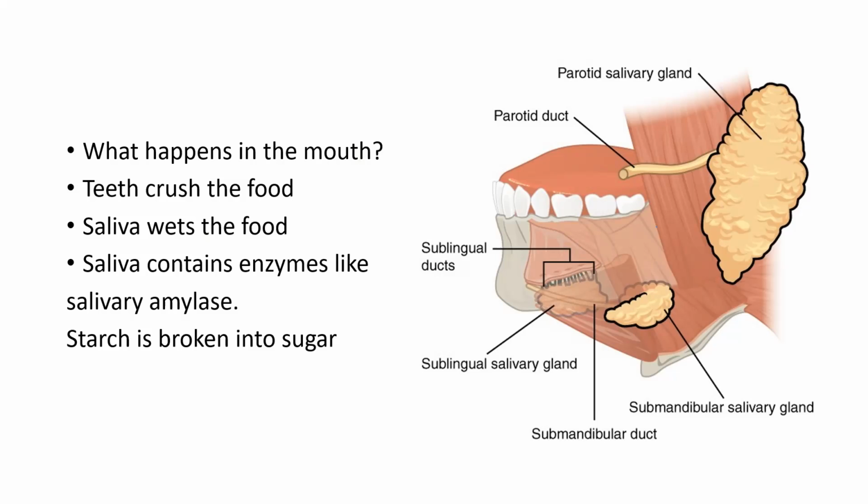So also the saliva, as you can see in this diagram I've shown over here, you can see there are a lot of salivary glands present all around the mouth, right? So there's your submandibular salivary gland, your parotid salivary gland. So you have salivary glands in your mouth which release saliva, right? So the saliva contains enzymes like salivary amylase.